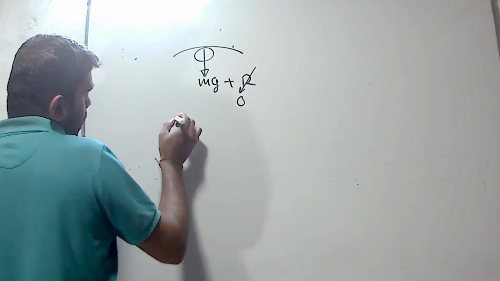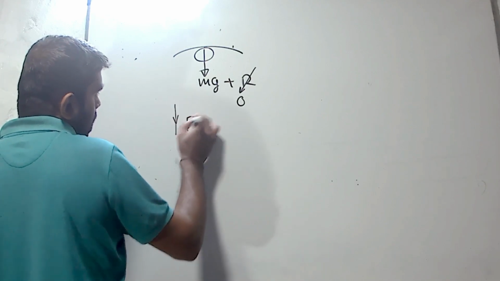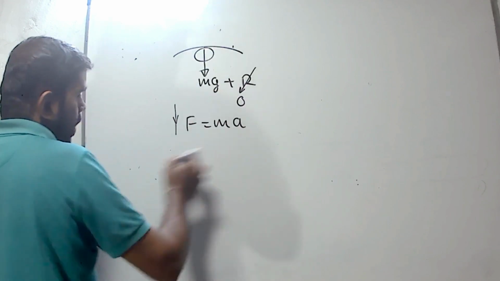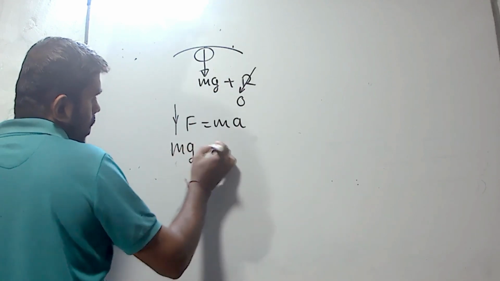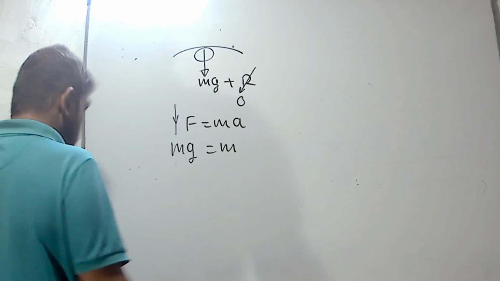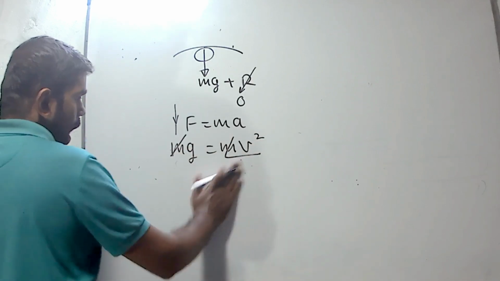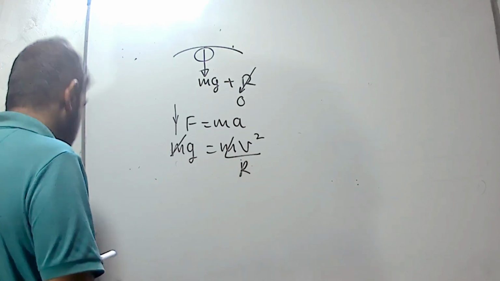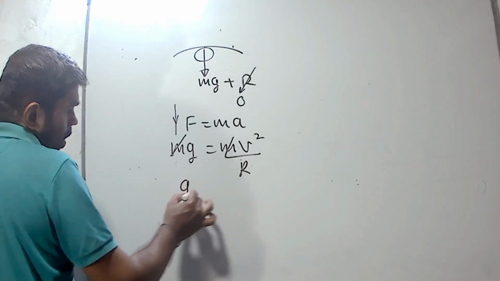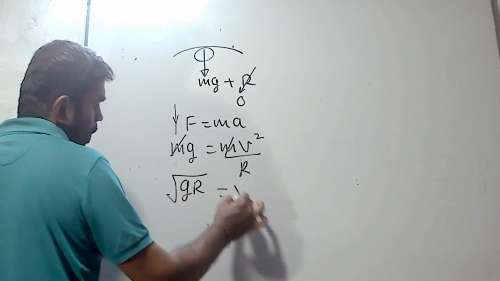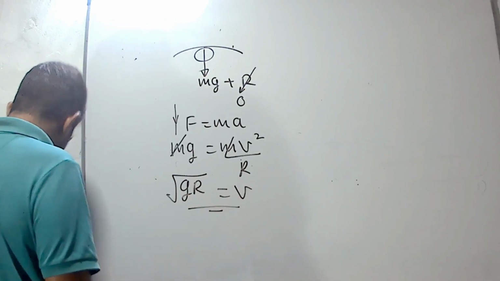Then we can write F equals ma towards the center. Force is mg, equals m v squared over r. We can cancel out m and m. The radius is given as capital R. Then root gR is v. Then the answer is 2.